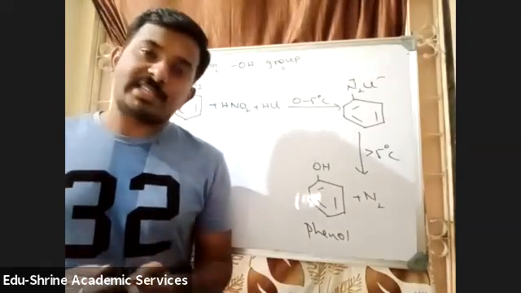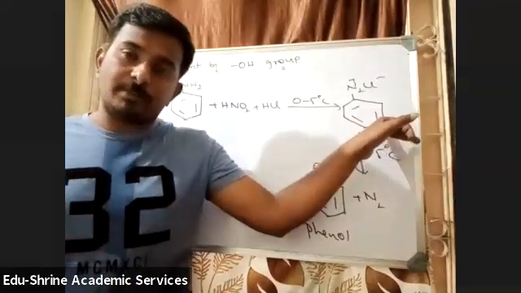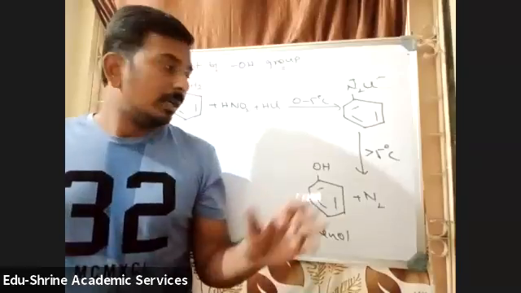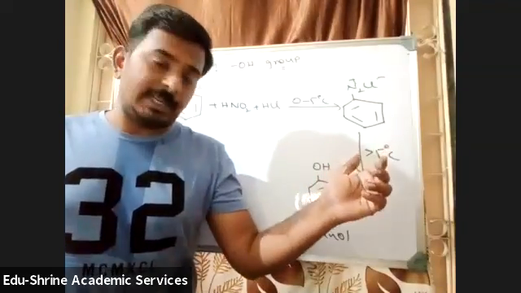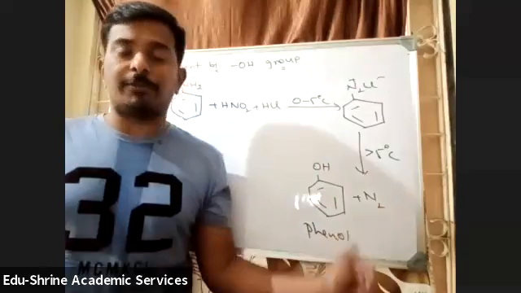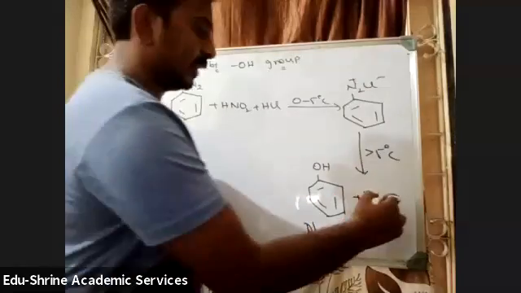Until the temperature is less than 5 degrees, benzene diazonium salts will be stable compounds. If the temperature increases further, they will be decomposing to form phenol, N2 plus HCl.